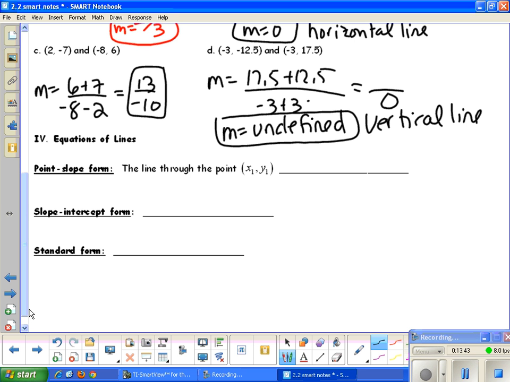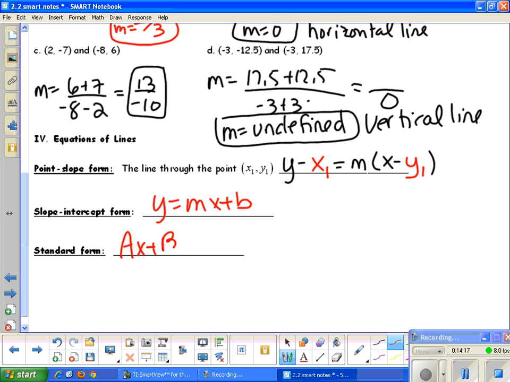So now let's talk about equations of lines. So again, we have the last equation that we didn't talk about, which is point slope form. So it's the line that goes through the point x1, y1 would be the equation y minus y1 equals your slope times x minus x1. And for this, you always would keep your x, your y, and your slope. What's going to be changing is this x1 and y1 point. Slope-intercept form, we said, was y equals mx plus b, and standard form ax plus by equals c.